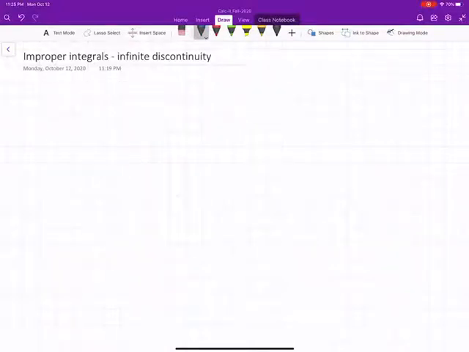Hello, today we are going to learn improper integrals with infinite discontinuity. This is the second type of improper integrals. In the previous class, we learned improper integrals with infinite intervals. So today we are moving to the second type. Let's discuss the definition.